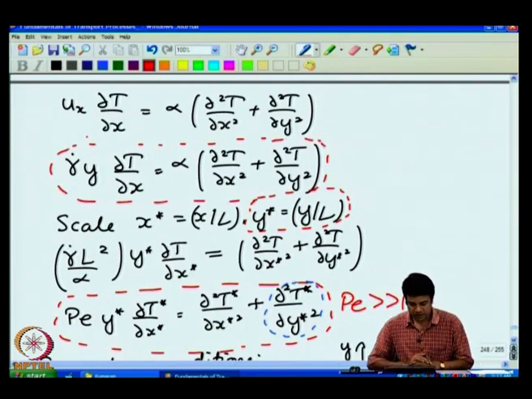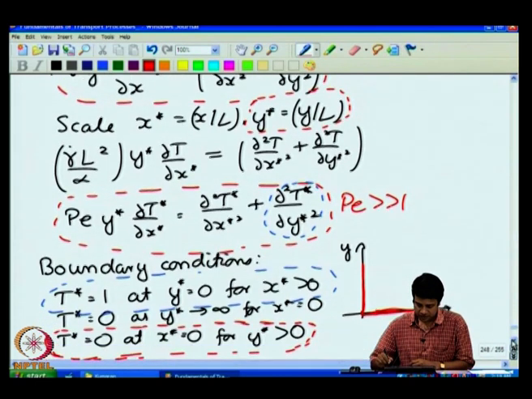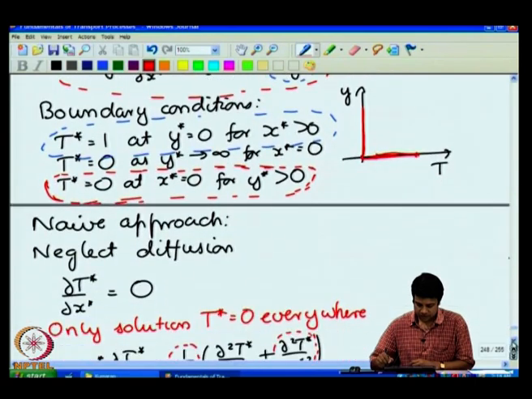And if we scale x and y by L, which is the only length scale in the problem, we get a scaled equation with a Peclet number in it, as expected. And if we just simplistically neglect diffusion, we just get that dT/dx is equal to 0, and the only solution of that is T equal to 0 everywhere within the flow. Of course, that does not satisfy the boundary condition that T star has to be equal to 1 on the plate surface itself.